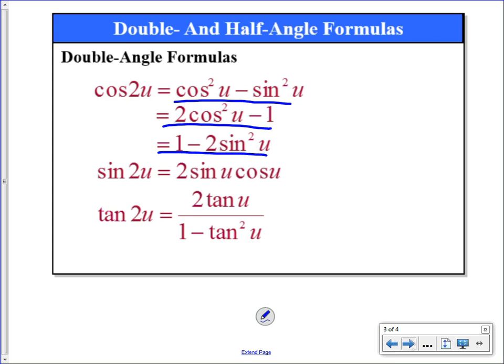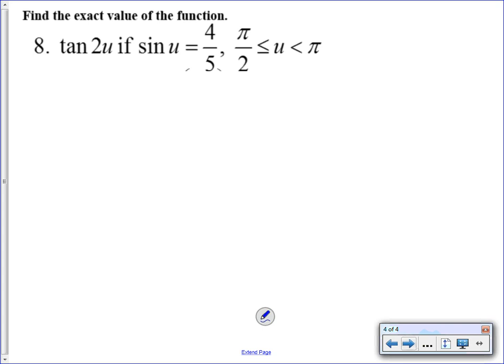Okay, so let's look at an example. Now, this time, we're actually going to revert back to our right triangle trigonometry for this problem. Okay, so this problem says we want to find the tangent of 2 times u if sine of u is equal to 4/5 and u is between pi over 2 and pi.